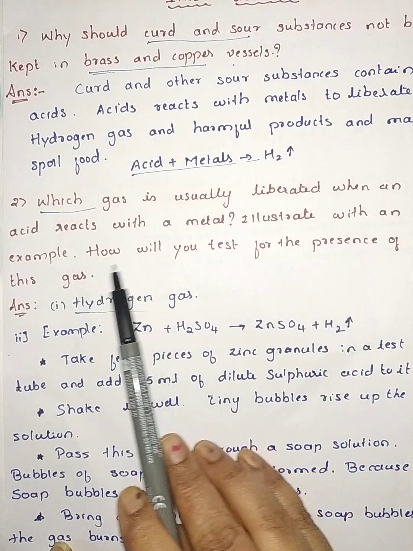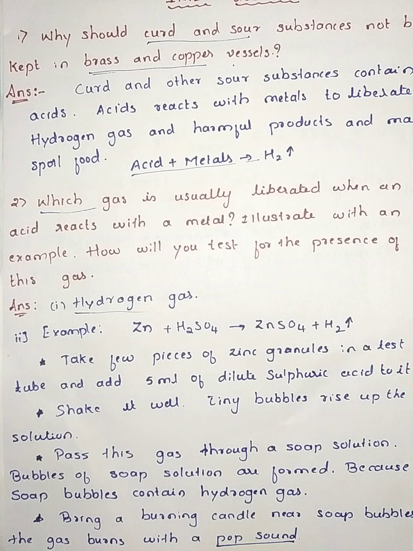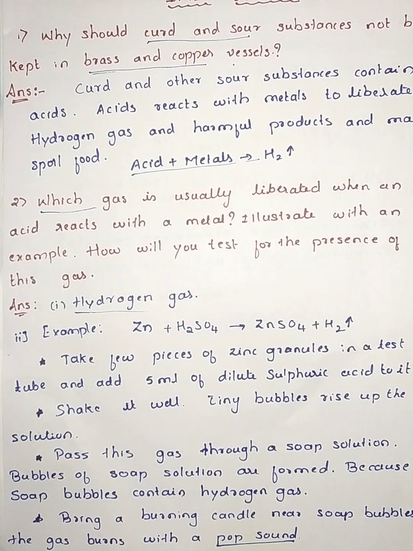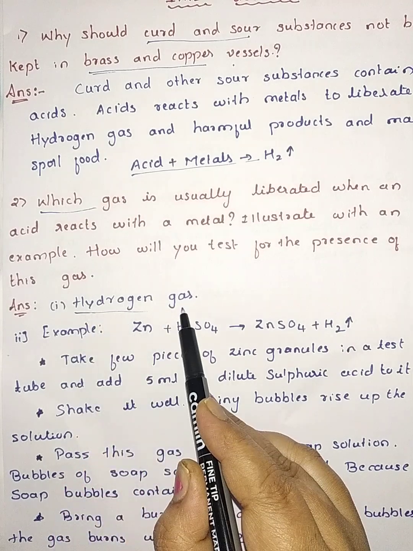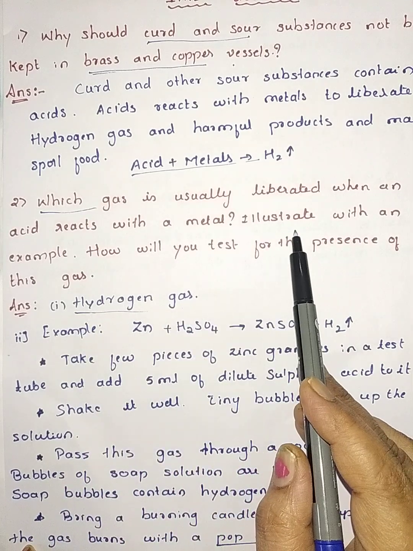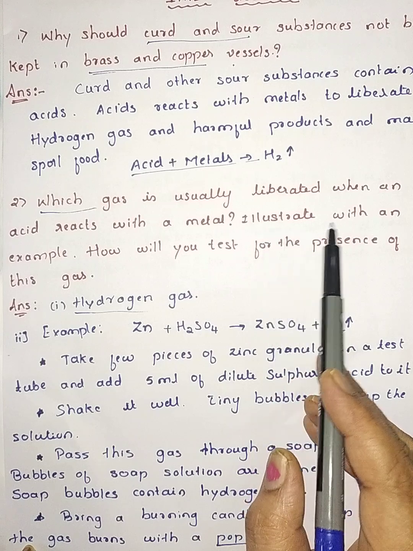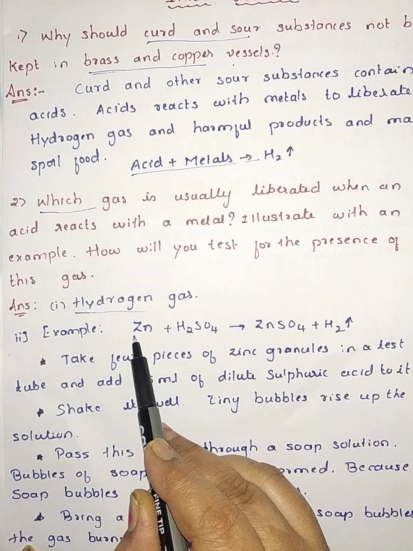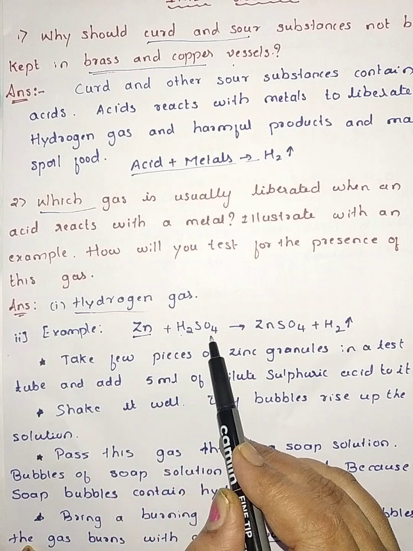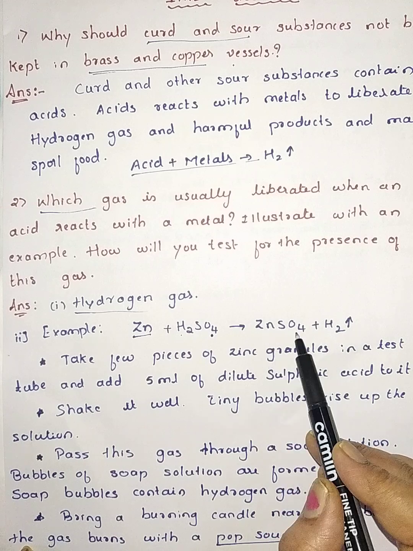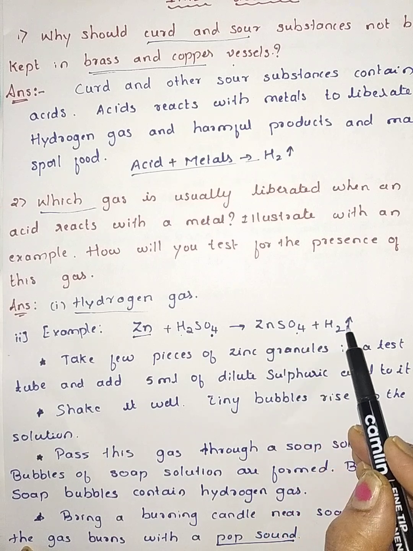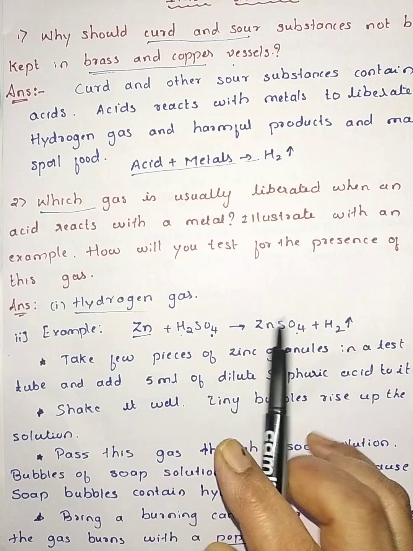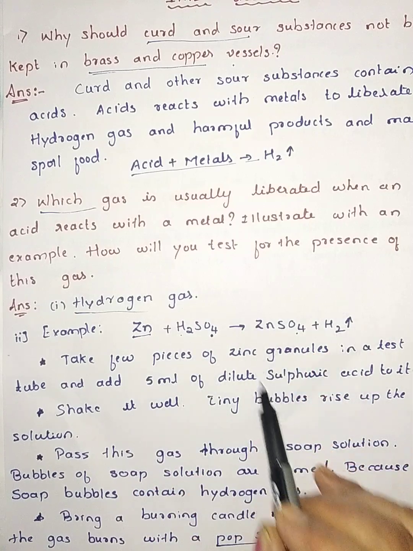So the question has two parts. One is, when an acid reacts with a metal, which gas is formed? Hydrogen gas is formed. This is the first answer. Next, you have to illustrate or describe with an example. The example we will take is zinc plus sulfuric acid gives zinc sulfate, ZnSO4, and hydrogen gas is released.